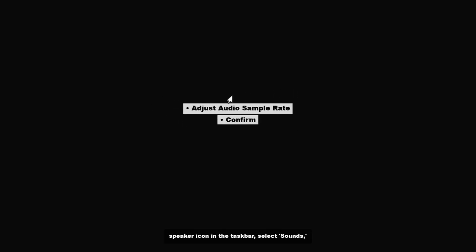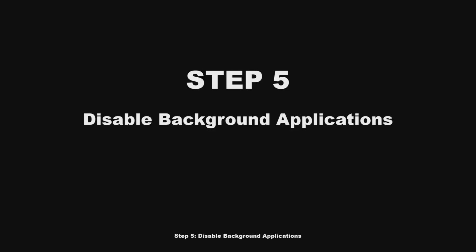Right-click the speaker icon in the taskbar, select Sounds, go to the Playback tab, choose your audio device, click Properties, and under the Advanced tab, change the sample rate to 24-bit, 48,000 HD. Step 5. Disable background applications. Background applications can interfere with game performance and audio.